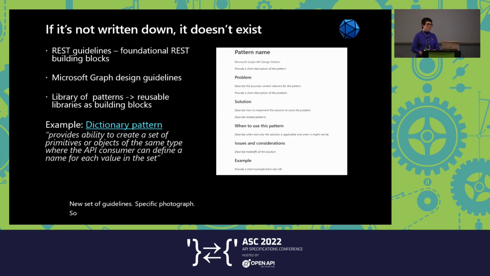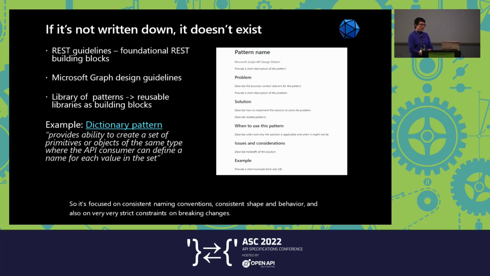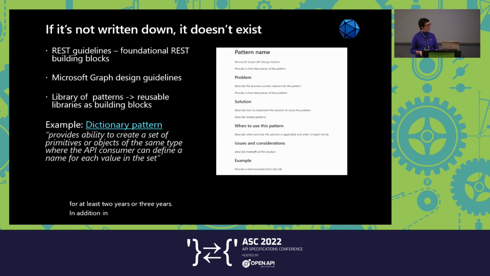So it's focused on consistent naming conventions, consistent shape and behavior, and also on very strict constraints on breaking changes. We do not allow breaking changes. We basically have a promise for our customers that our APIs will be stable and we support deprecated features for at least 2 years or 3 years. In addition, we focus on specifics of modeling for Graph, and all these specific features we described in the Graph guidelines.